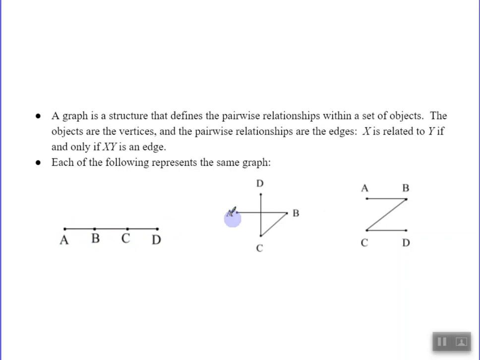If you start at A, the only edge going from A goes to B. And then if you continue on the path, you go B to C, and then C to D, and you're done. Same thing with the third one. If you start at A, you go A to B, B to C, C to D. They just folded the first diagram into different arrangements, but they represent the exact same set of relationships.